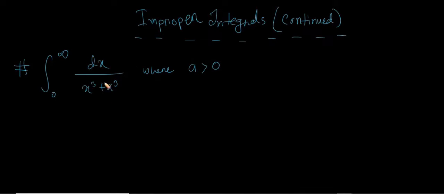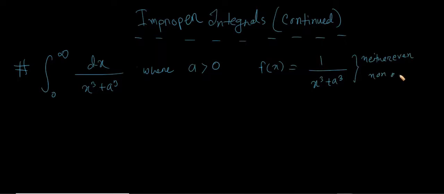So if you look at this integral, you can easily see that the function itself, if you call it f of x, is just 1 by x cube plus a cube, and this is neither even nor odd, because if you put minus x instead of x, this will just pick up a minus sign over here, and that doesn't resemble in any way the properties that we saw for even and odd functions. So how to do this integral?